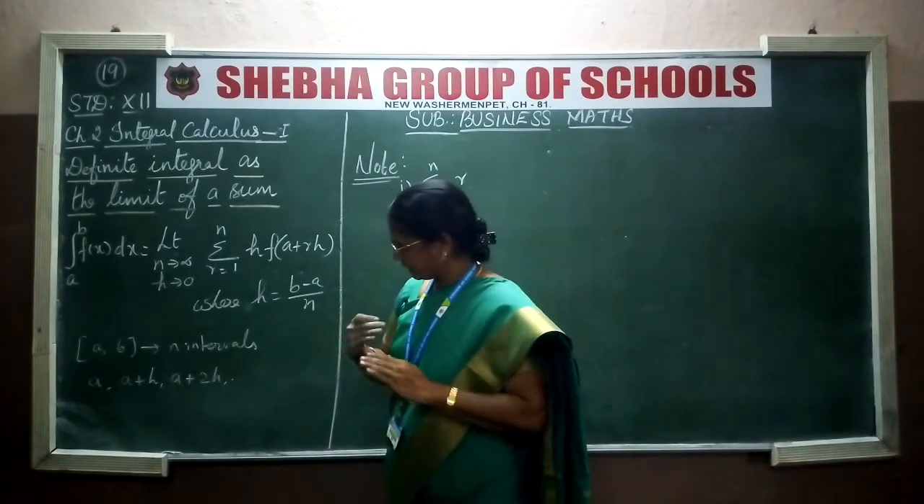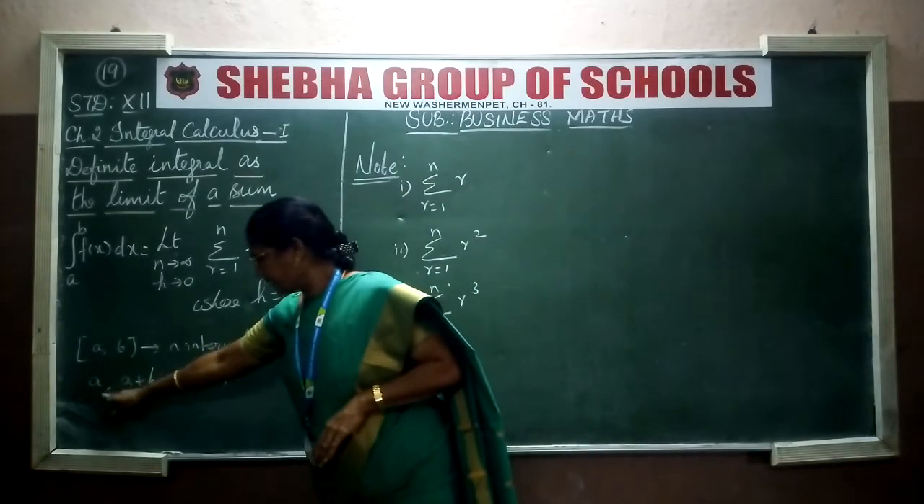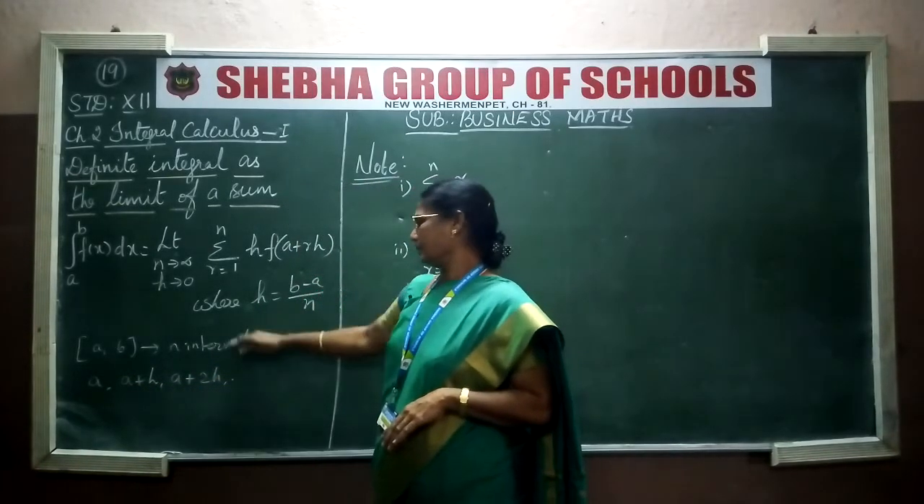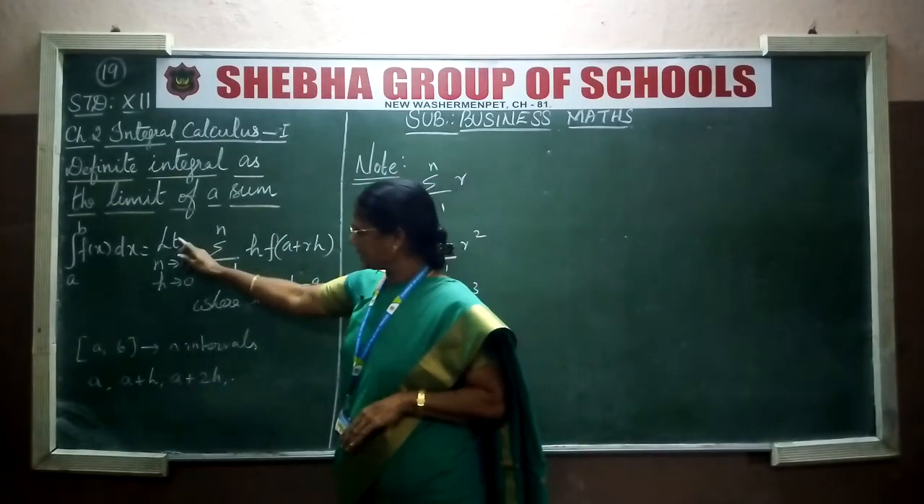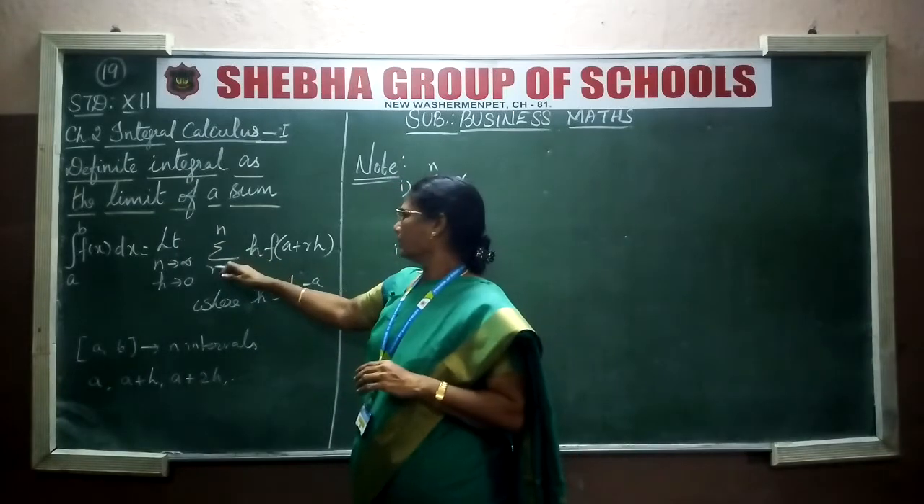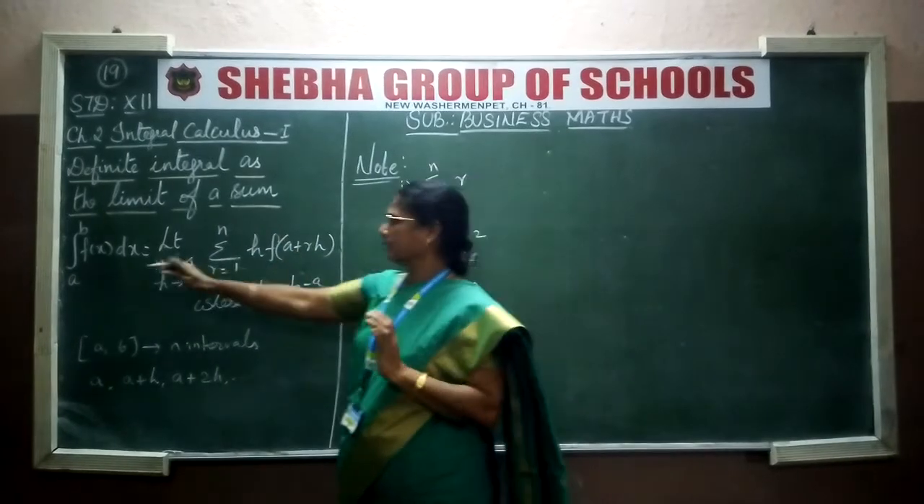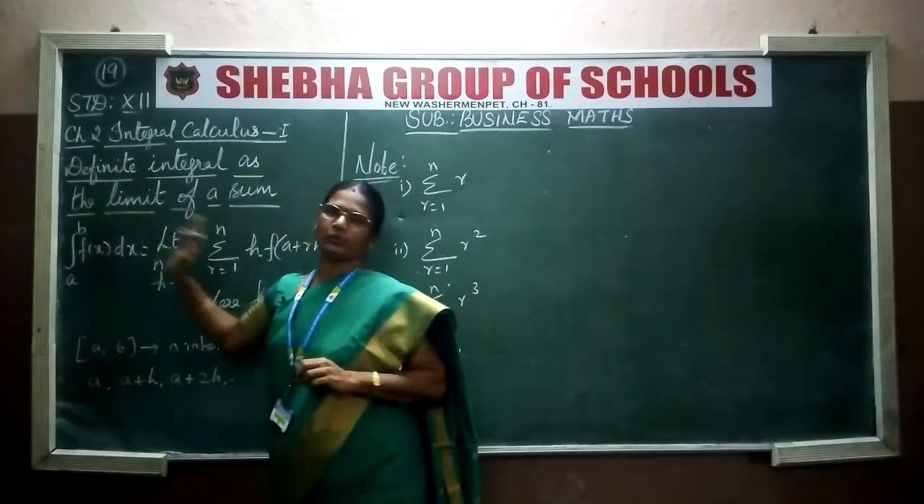We divide the interval into n parts, that is a plus h, a plus 2h and so on. After dividing like this, we add them up by summation. Sigma means summation, adding from 1 to n, and we get the interval from a to b.